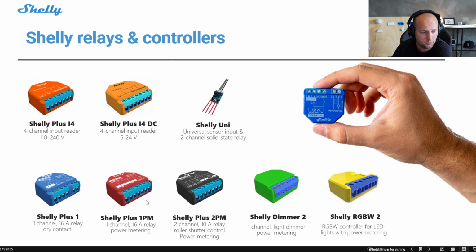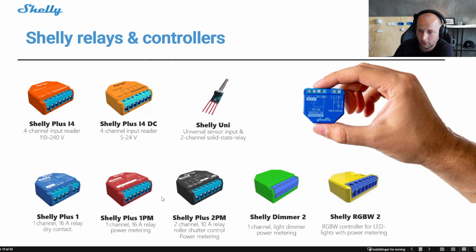Then we have the Shelly Plus One PM, and PM stands for power metering. So this is a 1 channel 16 amp relay with power metering. So it can be supplied with 24 to 30 volt DC or 110 to 240 volt AC. And because of the power metering, what goes in is also what comes out. So if you supply it with 230 volt, it will also send out 230 volt when you switch the device on and off.